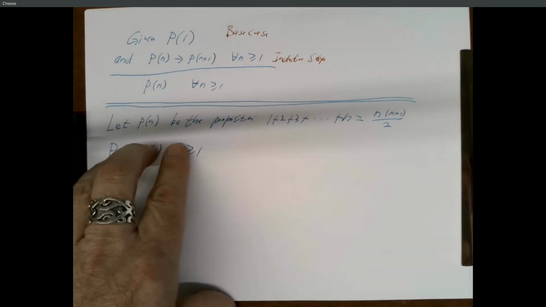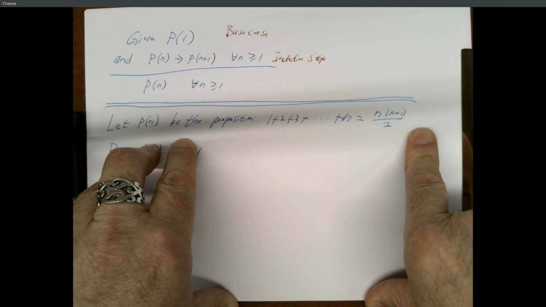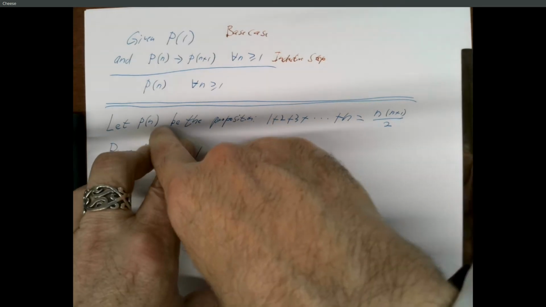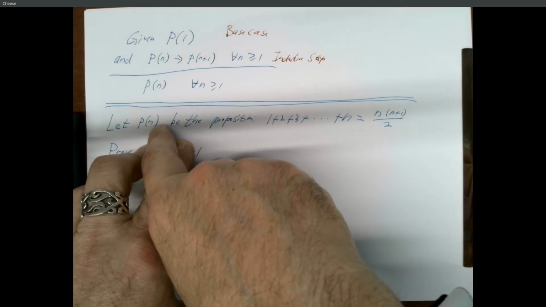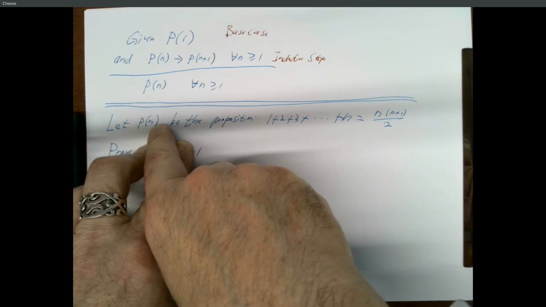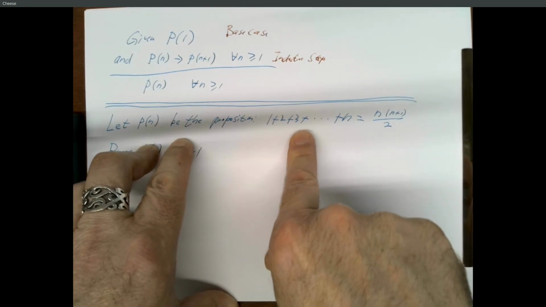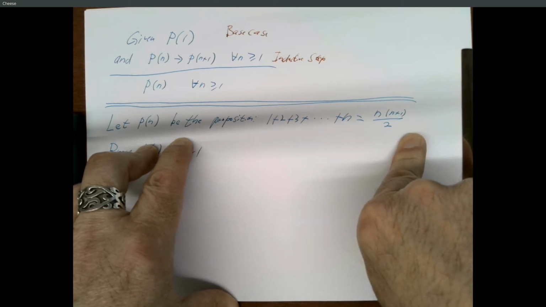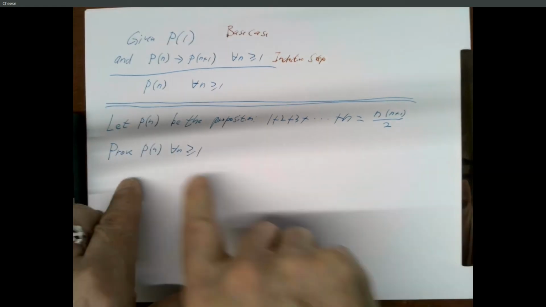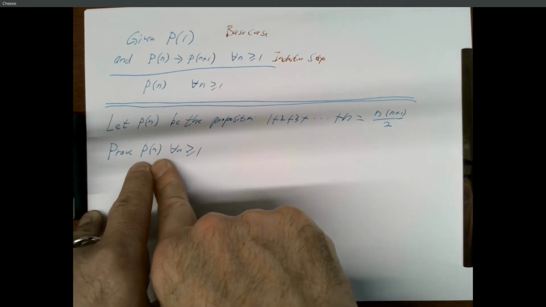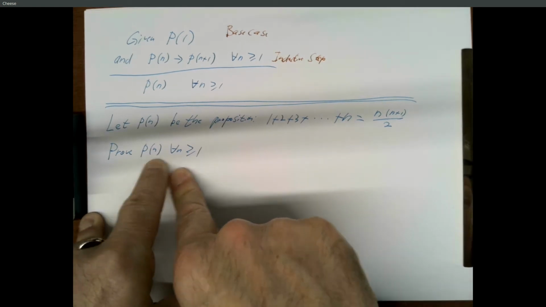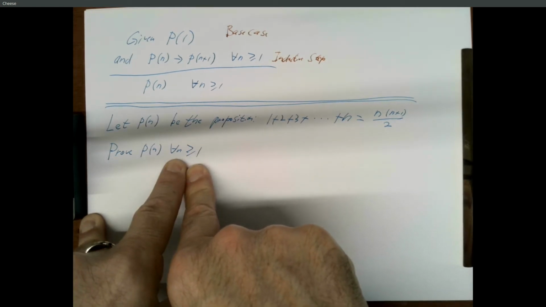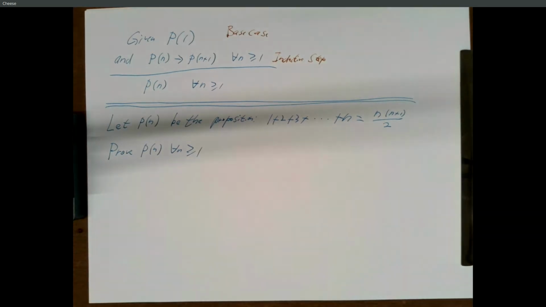Now P of n is not the proposition that this is true for all n bigger than or equal to 1. P of n is a proposition about a particular value n. P of 5 is the proposition that 1 plus 2 plus 3 plus 4 plus 5 is equal to 5 times 6 divided by 2, 15. What we want to prove is that P of n is always true for any n bigger than or equal to 1. And we can do this with mathematical induction.